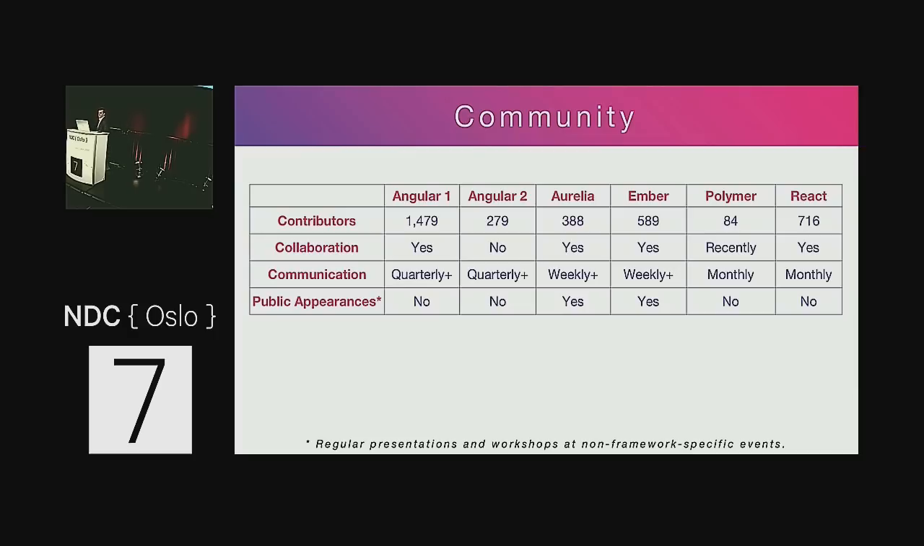Ember and Aurelia both have at least 1 post per week through the official channel, so you can stay up to date. Polymer and React both do a pretty good job of having a regular, at least once a month update on the project. And this kind of communication is really important when you build your business or a product on top of that. You want to know what's going on, what's coming, what the plans are, all these sorts of things.